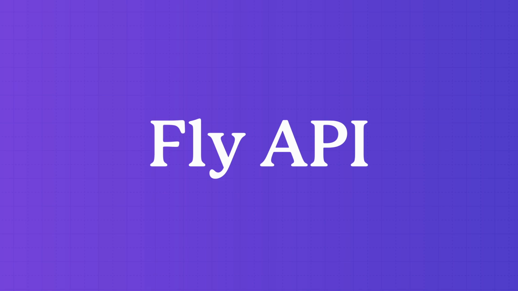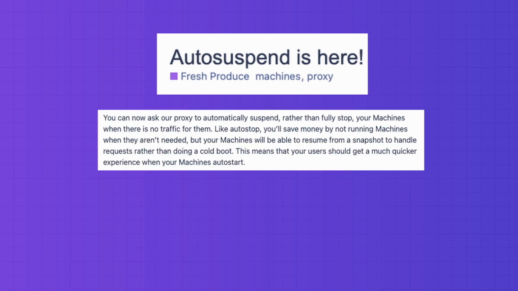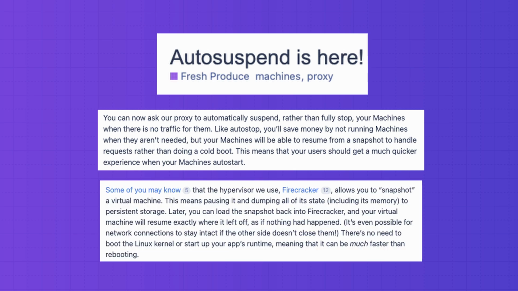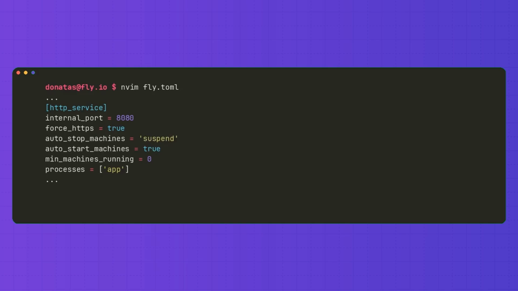Now let's shift focus to some bigger changes to the API. Auto suspend is here. The feature was in preview for some time already, but it is now available in all regions. The short of it is that machines that use suspend are going to be faster. The slightly longer version is that we use Firecracker as our hypervisor, which has a snapshots feature. This means pausing and dumping all state to persistent storage, which you can later use to resume the machine exactly where it left off. No cold boot required. If you're curious to know more, check out the forum post in the description below. To use suspend, specify the suspend value in the Flyctl configuration under Auto Stop Machines.